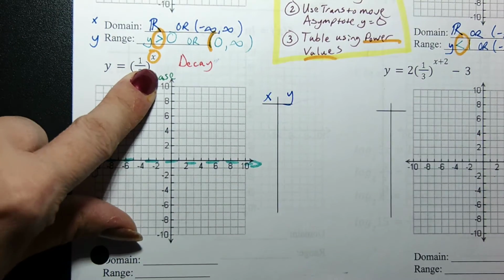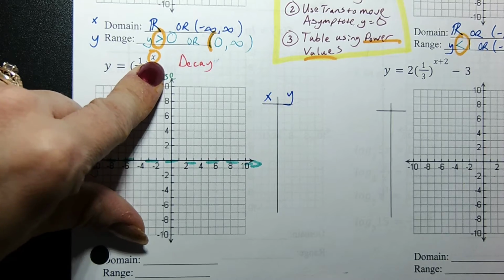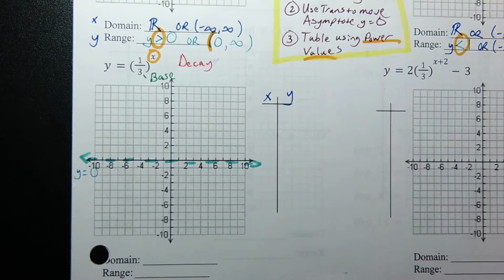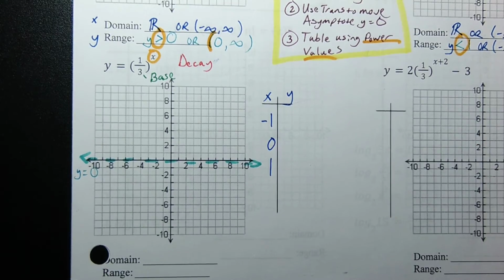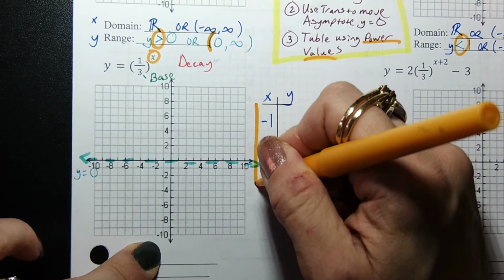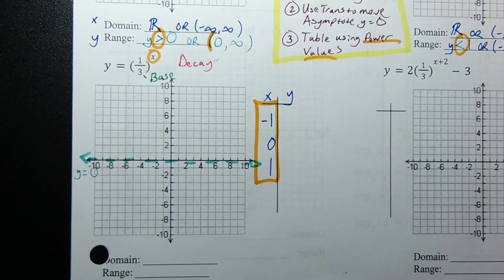Next, we want to make our table. And we want to make our power, or our exponent, be equal to -1, 0, and 1. There's nothing up with the x, so I can just straight up plug in those values. It's a little bit different because we have a fraction, but the values are all fairly nice. See if you can find the corresponding outputs for this one. You can use your calculator to help you if you need to, but we should be able to do this by hand.